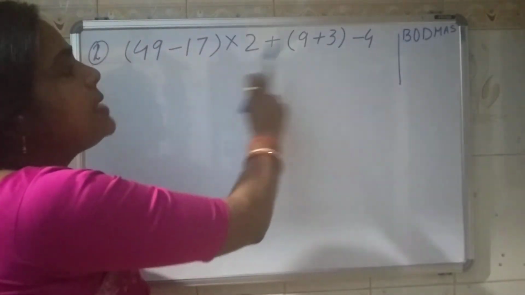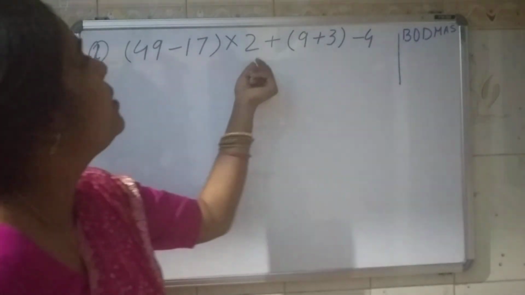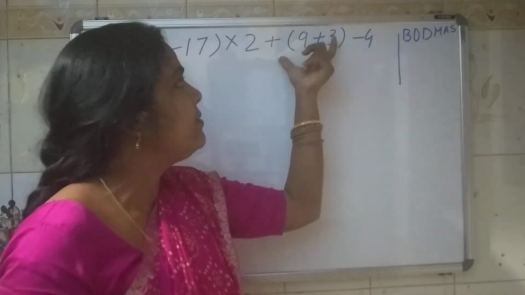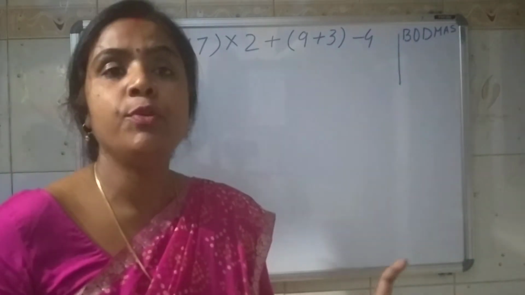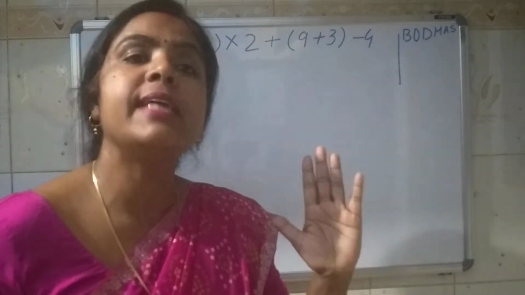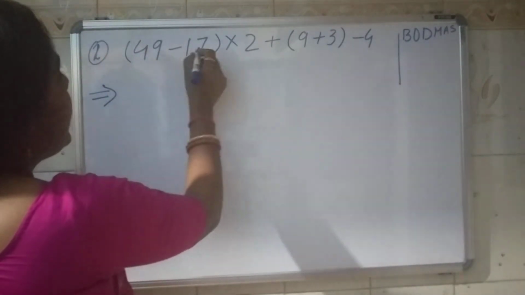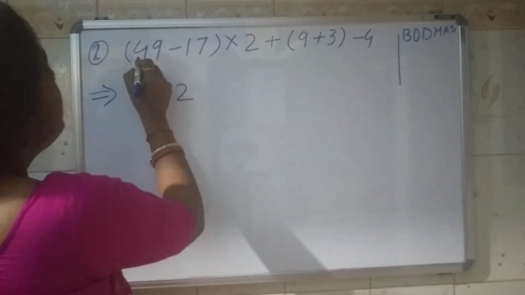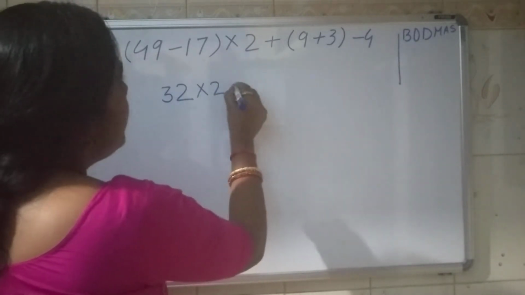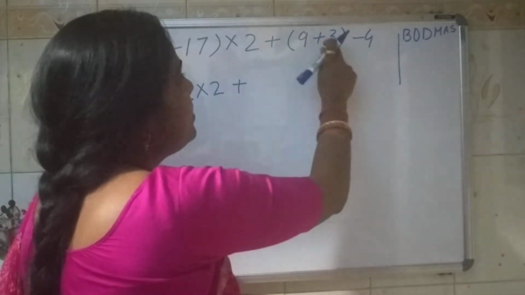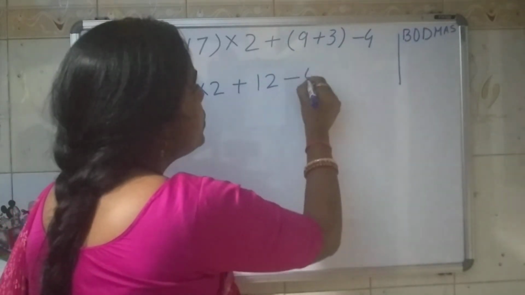Okay, this is the second question. In this question there are two brackets. First one is 49 minus 17 multiplied by 2 plus 9, and inside the bracket, 9 plus 3 minus 4. So according to BODMAS, what we have to do? We have to solve first whatever is there inside the bracket. So first step is 49 minus 17. 9 minus 7 is 2 and 4 minus 1 is 3. So 32 multiplied by 2 plus what is there inside the bracket, that we will solve first. So 9 plus 3 is 12 minus 4.